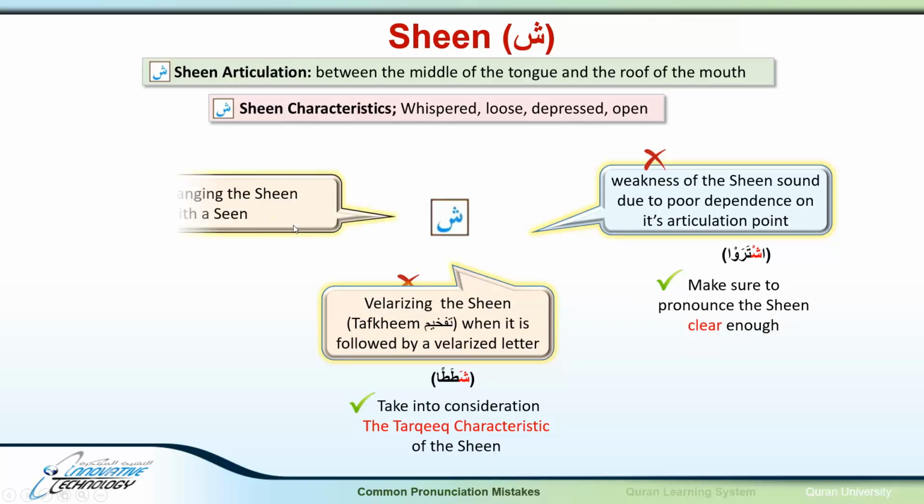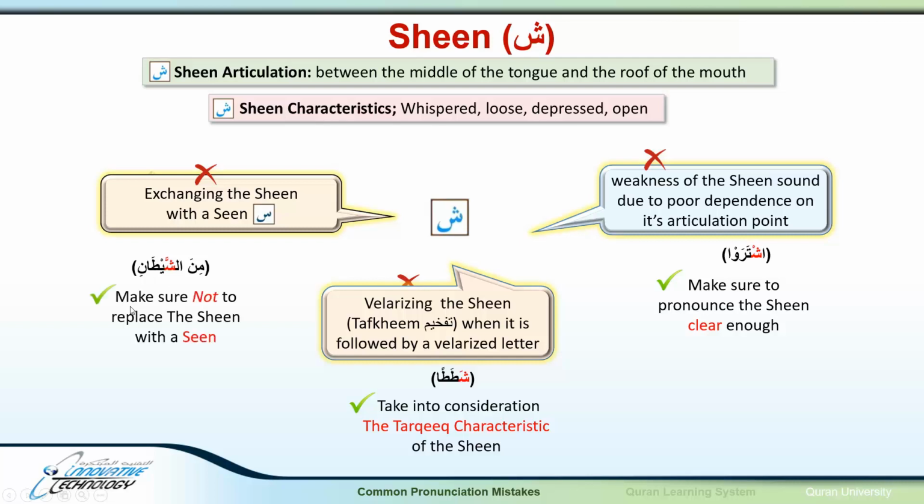The third common mistake of the sheen is exchanging this sheen with a sin or mixing the two together. For example, min as-saytan. In this case, we've started a sin before the sheen, or totally replacing the sheen with a sin, like saying min as-saytan. In both cases, it's wrong, and the right way of pronouncing it is like this. من الشيطان Min ash-shaytan. Make sure not to replace the sheen with a sin or mix it with it.